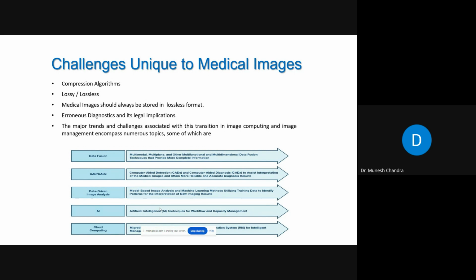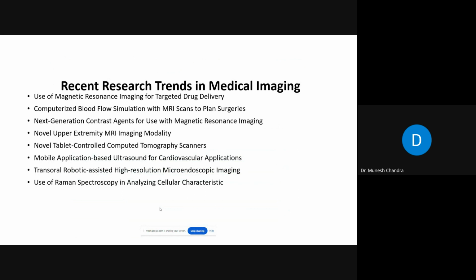If any loss is there, then how can you perform the right operation? That is another big challenge. So recent research possible in medical imaging: you can use magnetic resonance, MR images, for targeted drug delivery. With the help of MRI images, you can do this targeted drug delivery. So you can also perform research in that particular direction.